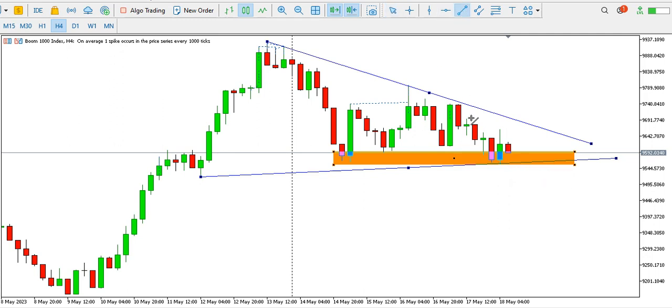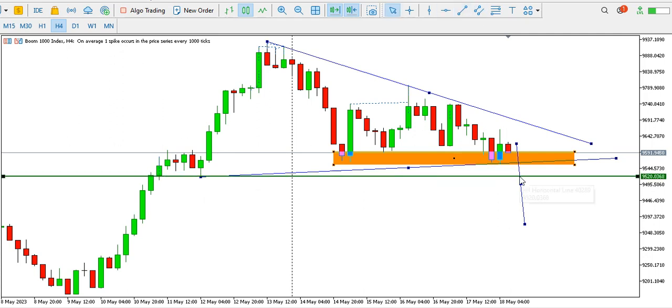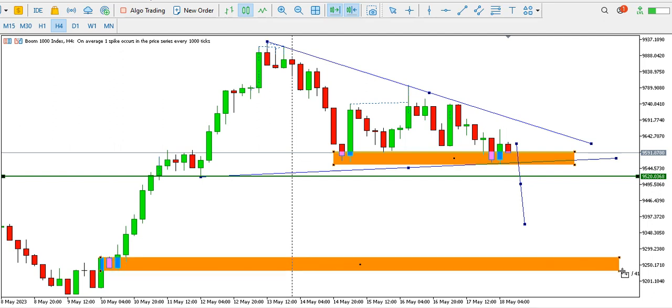If the boom 1000 index price is going to drop, if it breaks the support, the immediate support is going to come to the 9520 area. A break of that, we have another block around here. We have another order block around here, which is the 9250 area. That is if it drops.